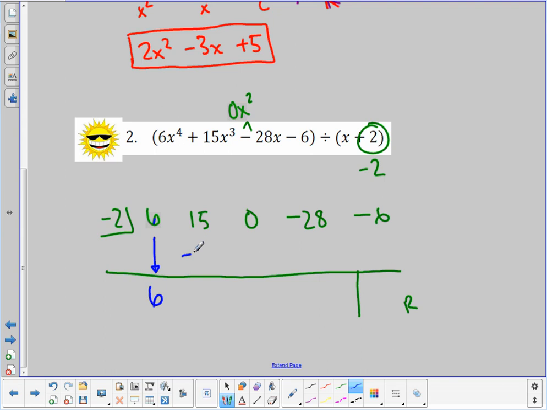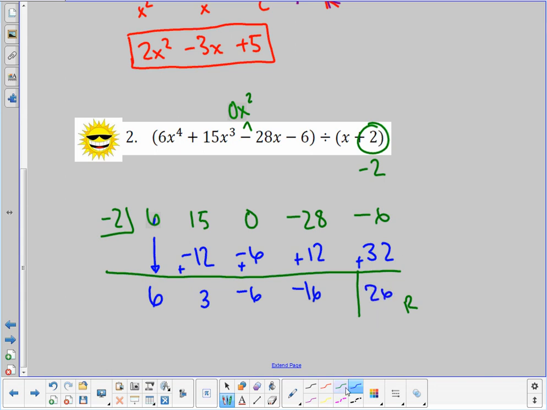Negative 2 times 6 is negative 12. 15 and negative 12 is 3. Negative 2 times 3 is negative 6. And then I have 0 and negative 6. Again, I'm adding all of these. 0 plus negative 6 is negative 6. Negative 2 times negative 6 is 12. And then when I add negative 28 and 12, I get negative 16. And then one more time, negative 2 times negative 16 is positive 32. And when I add those together, 32 plus negative 6 is 26.